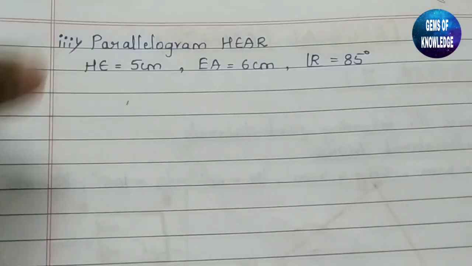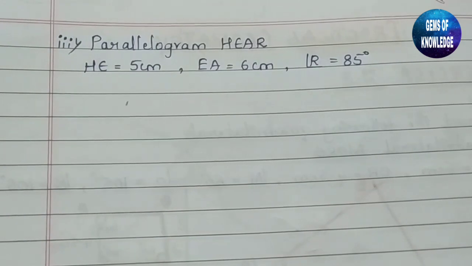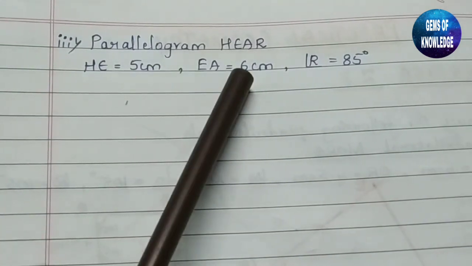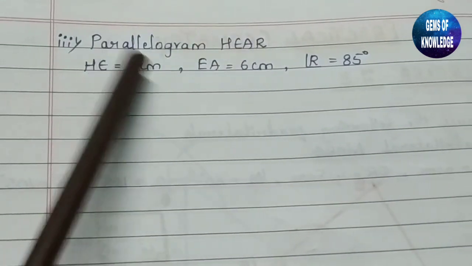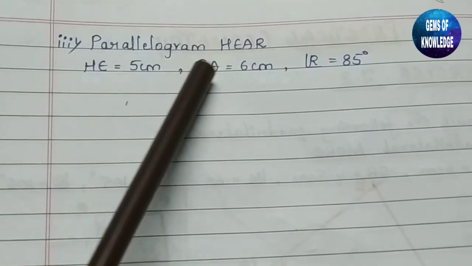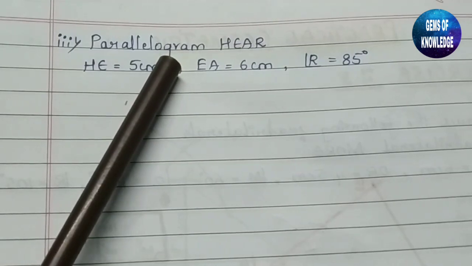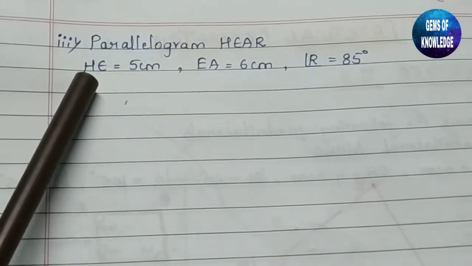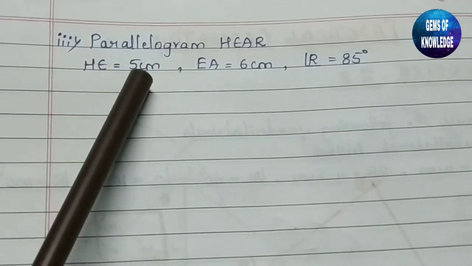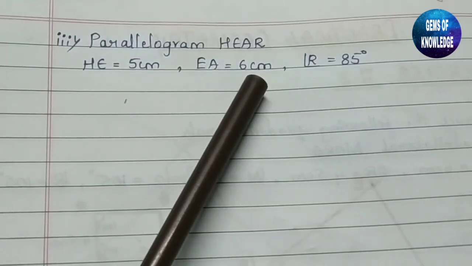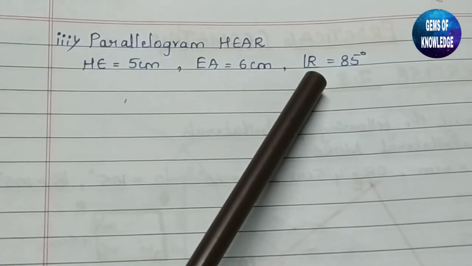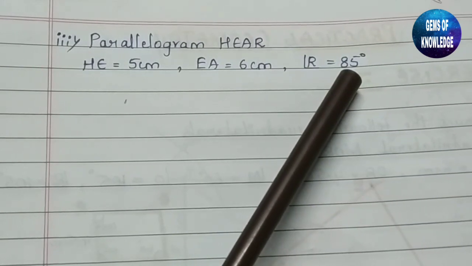Moving to the third question. Here you can see the third question: the parallelogram HEAR. What is mentioned here is a parallelogram, so we should remember the properties of the parallelogram. Basically, they have given HE equals 5 centimeter, EA equals 6 centimeter, and one angle, which is angle R equals 85 degree.